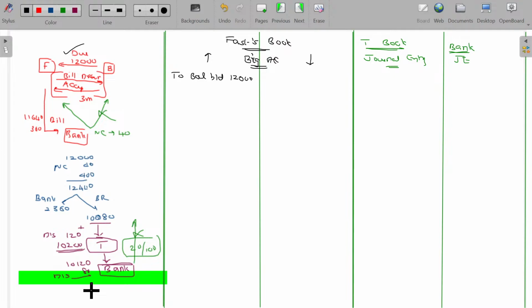Very simple. Now the bill accepted. So now the entry being BR account debit to Big account, it reduces Big's balance by 12,000. Then the bill is discounted with the banker. Okay. After this, what happens?